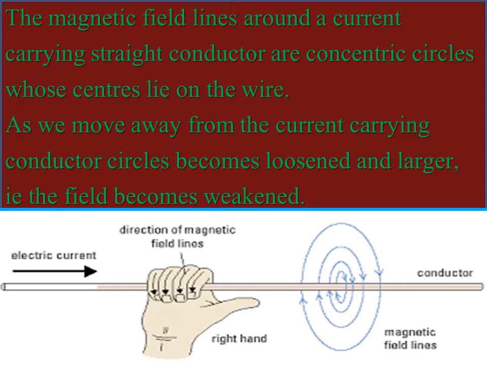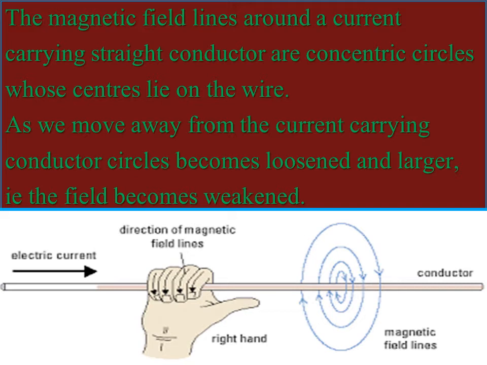That means, how will be the pattern of the magnetic field lines around a current carrying straight conductor? The magnetic field lines will appear as concentric circles whose centers lie on the wire. Then when we move away from the current carrying conductor, the circles become loosened and larger. Here you can see when we move from the inner circle to the outer circle, the circles are becoming loosened and larger, which represents the field also becomes weakened when we move away from the wire.